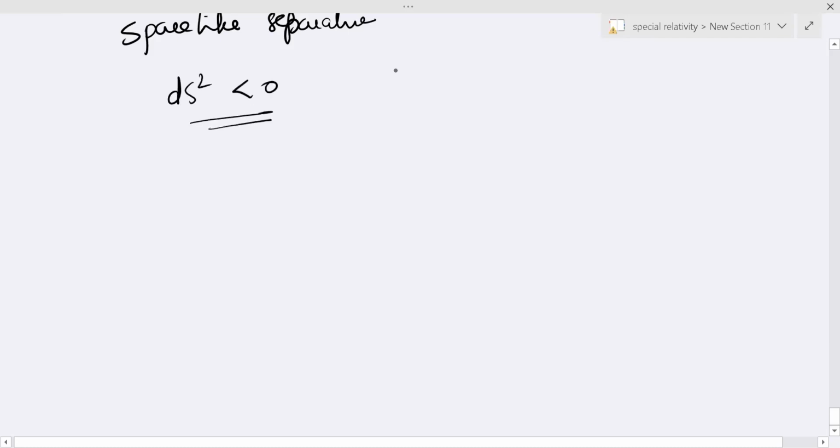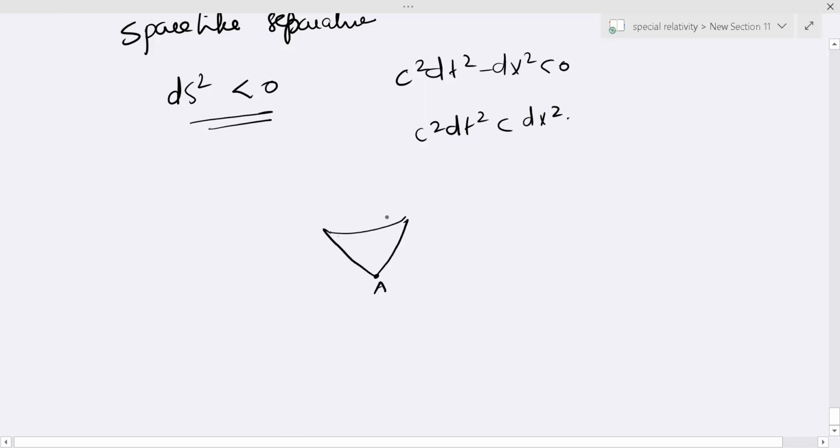It's negative, which means that c square dt square minus dx square is less than 0, or in other words, c square dt square is less than dx square. So these regions, if you take A, this is the future light cone of A. All events outside the light cone of A are space-like separated from A.